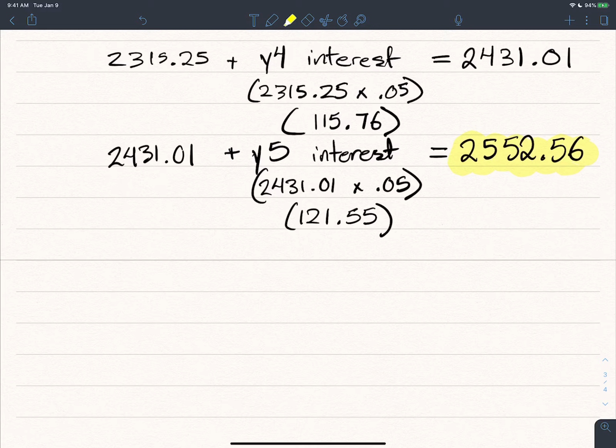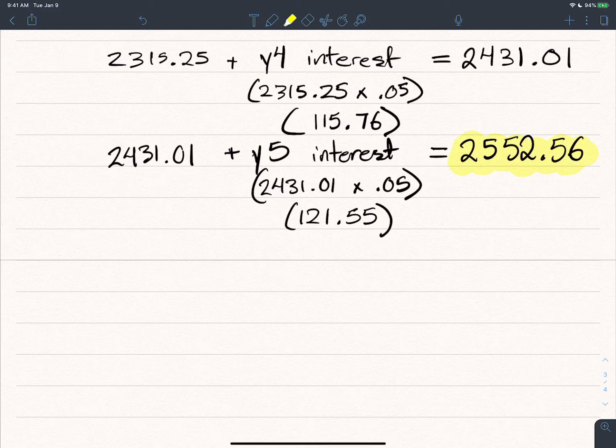$52.56. Now, it may not seem like a lot, right? But think about what extra work Tanae had to do to get that extra $52. No extra work. All she had to do was just change it and say, nope, it's not simple interest, it's compound interest. That is all Tanae had to do, and it added an extra $52.56.